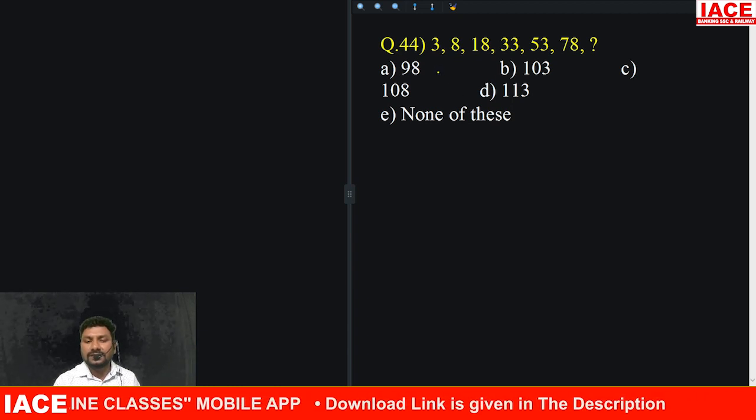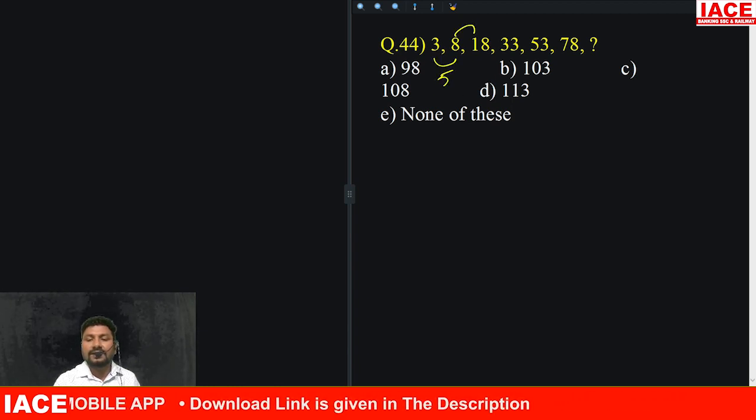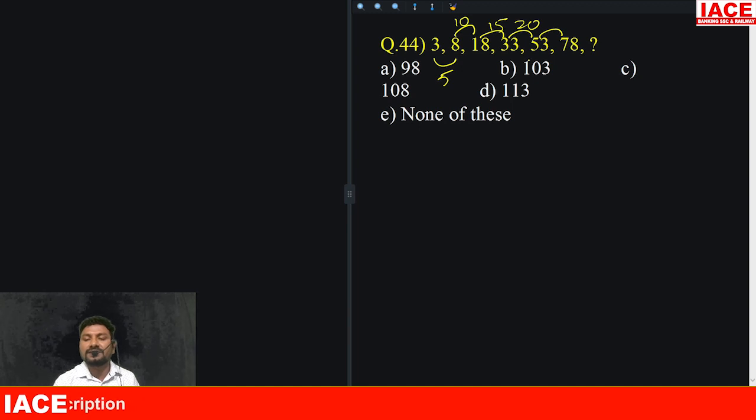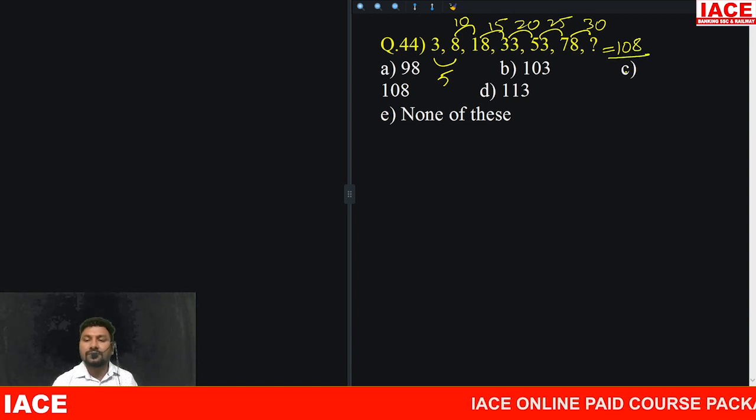Here 3 to 8. What is the difference here? 5. And here the difference is 10. And here the difference is how much? 15. And here the difference is 20. And here the difference is how much? 25. Next we should add 30. 78 plus 30, what is the answer? 108. Option C is right.